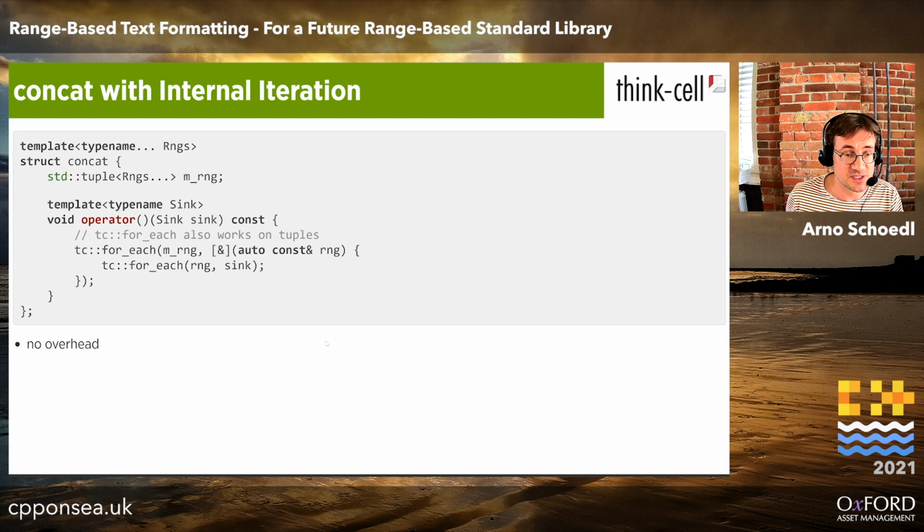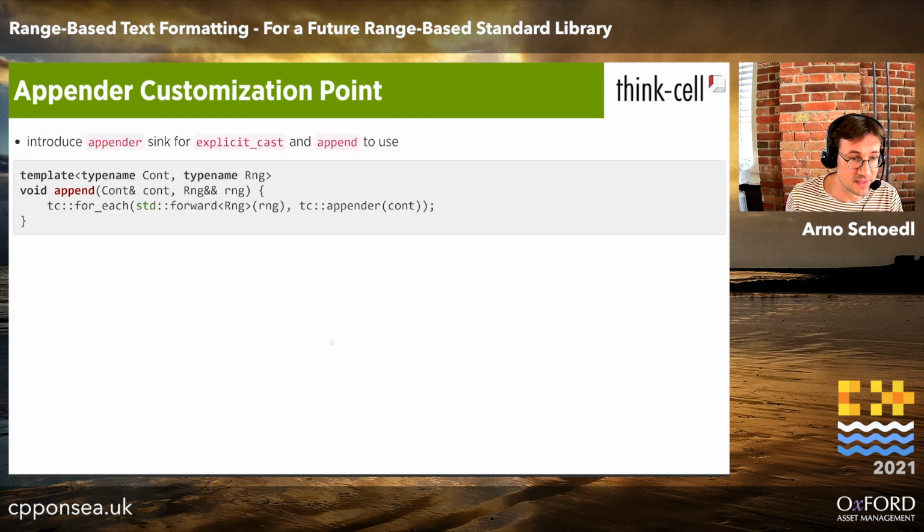Now, this is what concat looks like with internal iteration. You have a for each, and that for each is just calling in turn for each range that the concat is concatenating. It just runs for each again. So it's really just as efficient as it could be.